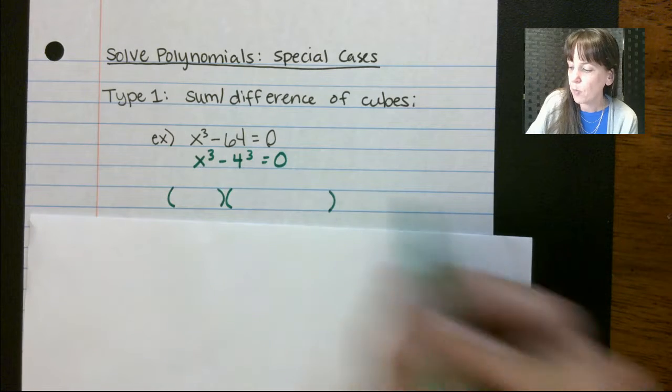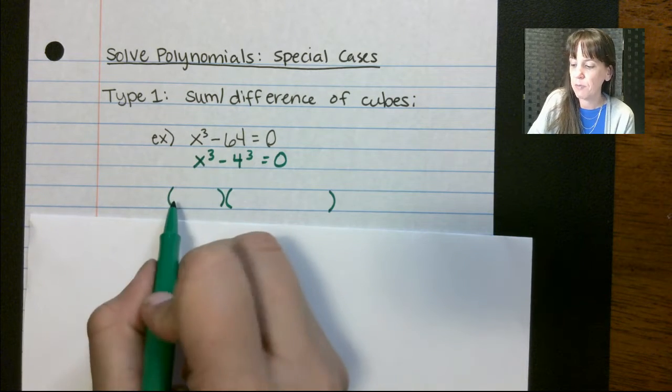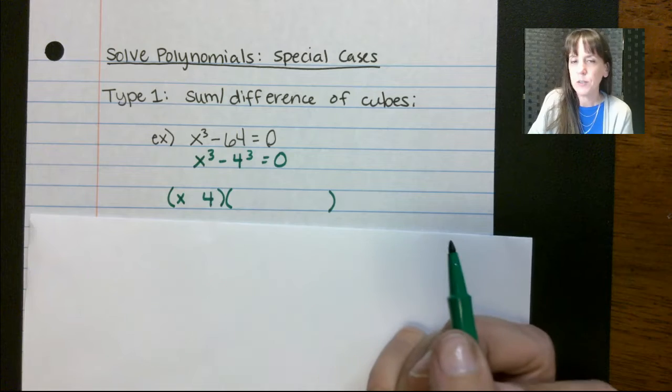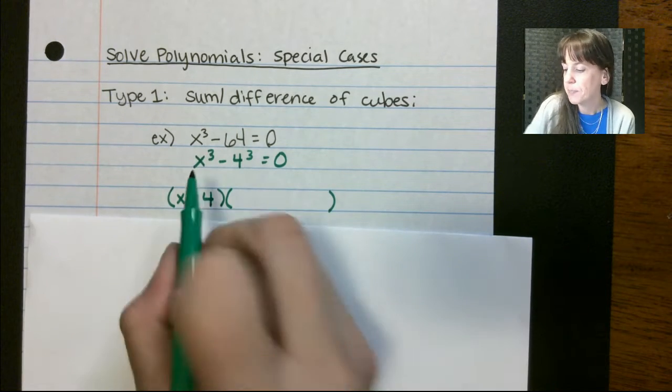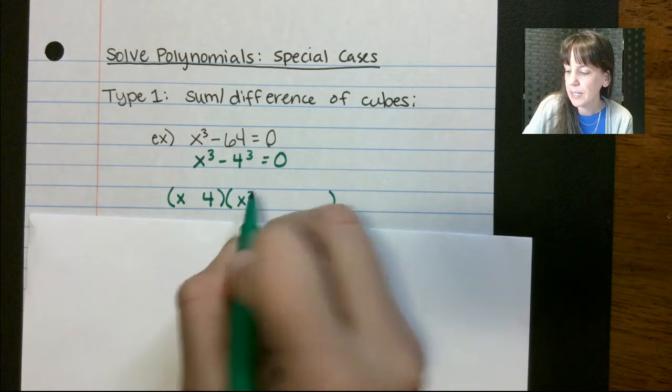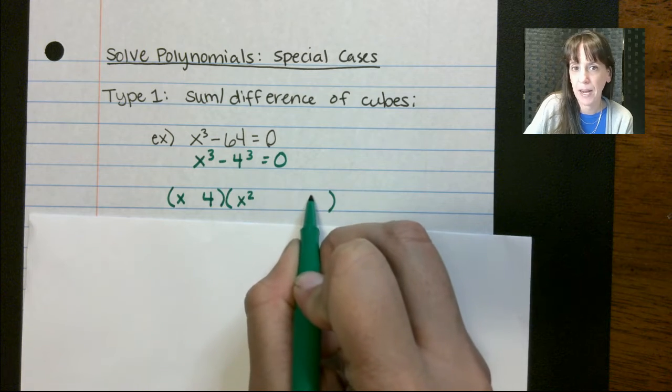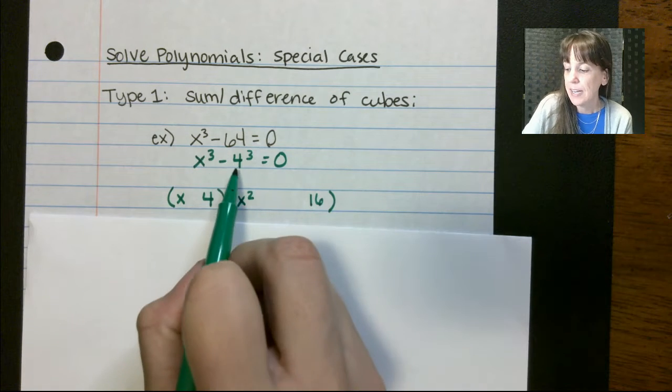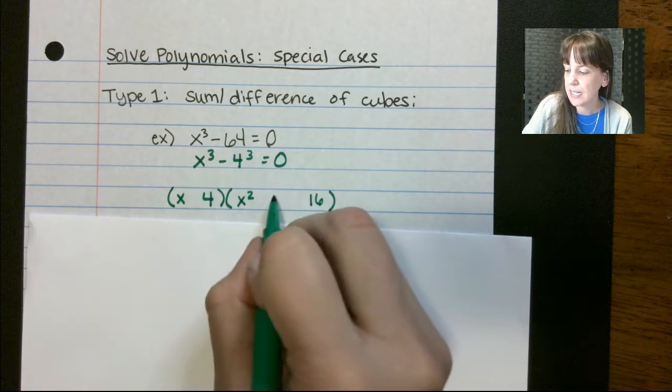And the way that that works is you take x and 4, that's going to go right here. Notice I'm not putting my signs in. We're going to do that last. Then we're going to do x squared in the front and 4 squared at the back. So that's going to be 16. And then we multiply these two things together to give us 4x.